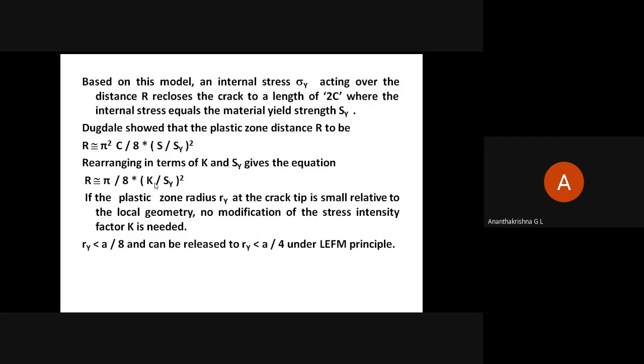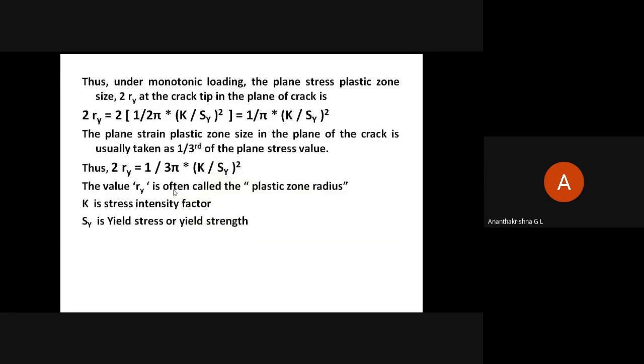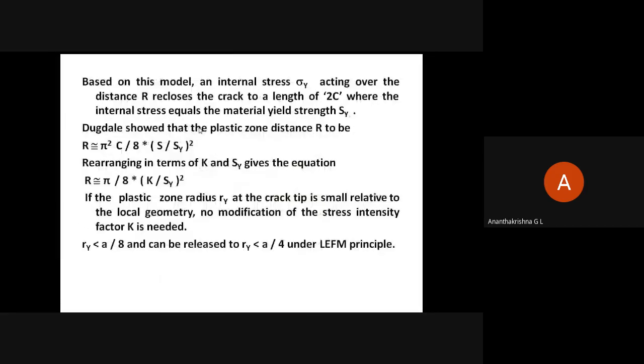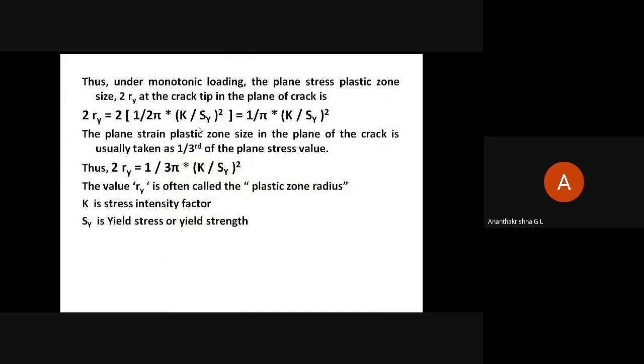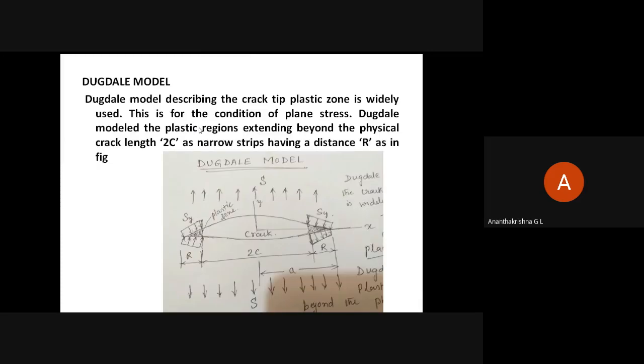R is almost equal to pi by 8 into (K by SY) whole square. Do one thing, one of you, if you have a calculator, what is 1 by pi? It is 0.318. And what does pi by 8 say? 0.39. So the difference between the Irwin and Dugdale models is that Dugdale takes this constant as 0.39, whereas in the Irwin model, 1 by pi is 0.31. So there's a difference between them.